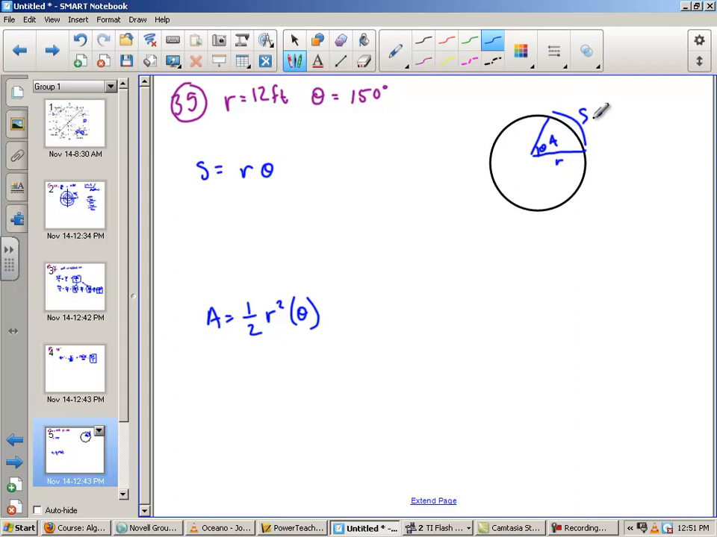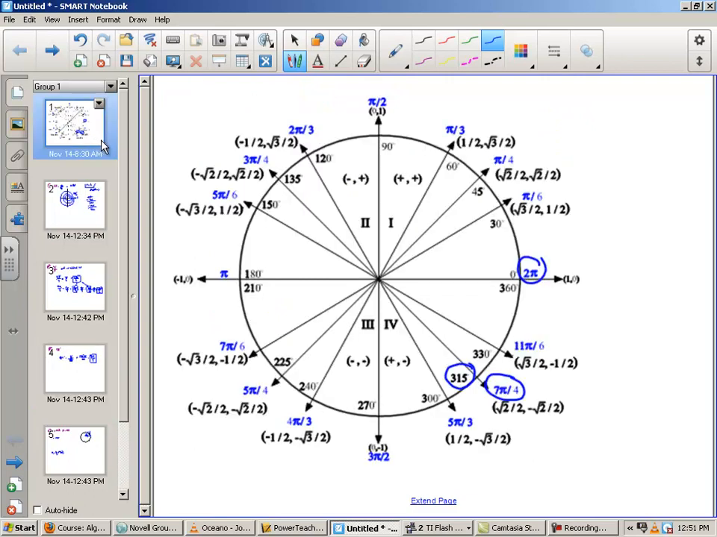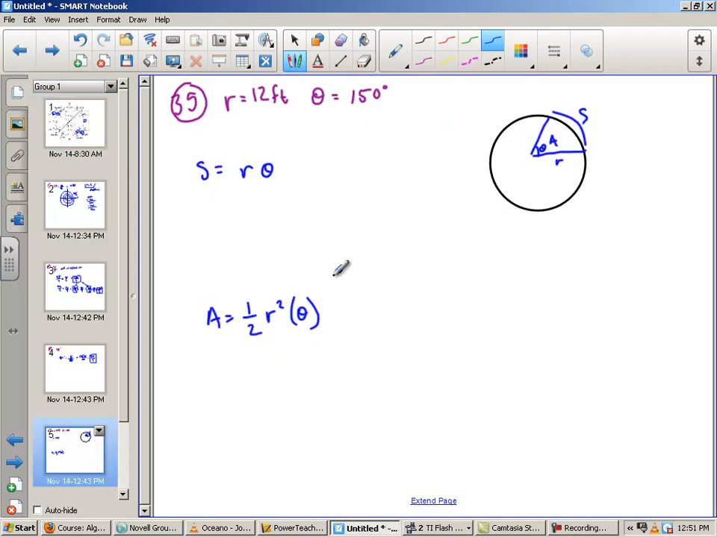So I want to know how much area this fills, and I also want to know how long the edge is. Well, the problem is that theta needs to be measured in radians. Right now it's measured as 150 degrees. I can convert this the same way I did just right here, or I can think about the 150 degrees and see if perhaps it's in the unit circle. Without converting, I know it's 5 pi over 6. So I'm going to cross that out and put 5 pi over 6. This unit circle is full of useful information that helps speed up the process.